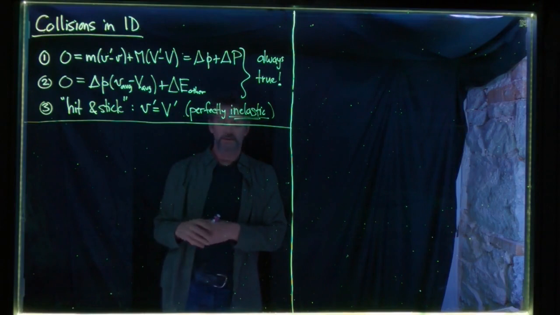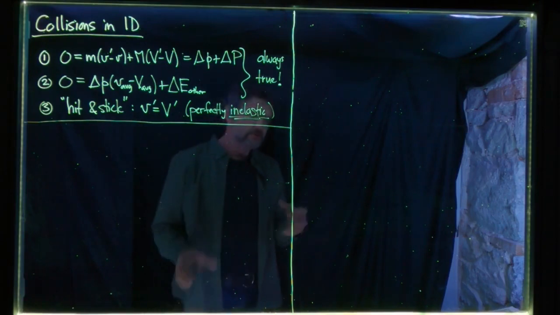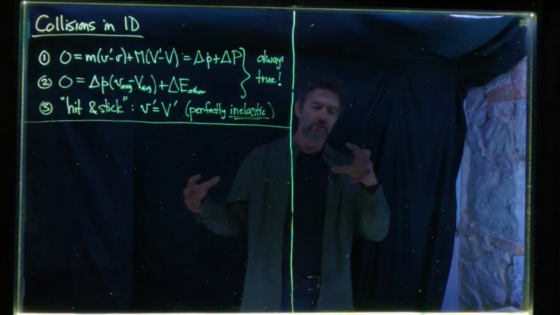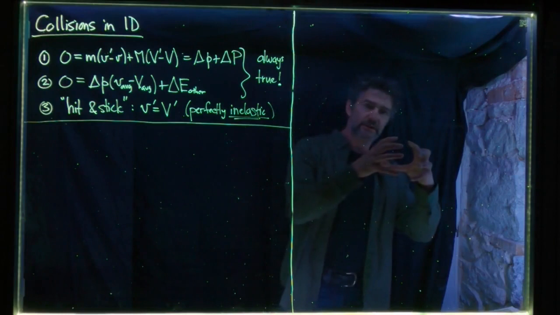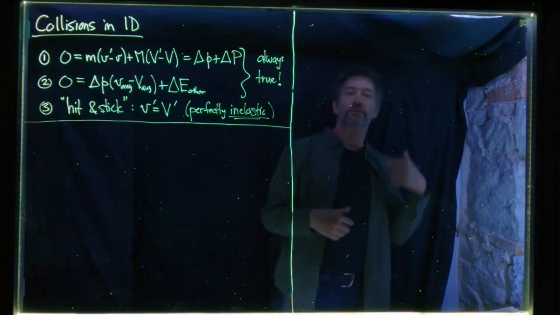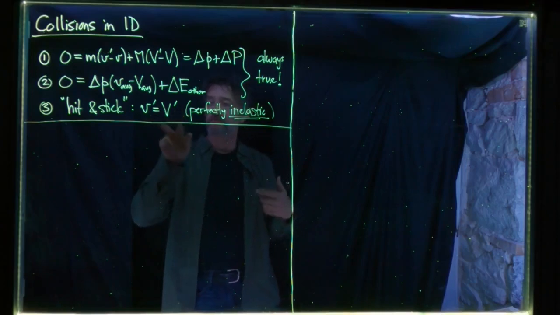And so in this case, the idea is this is a hit and stick kind of collision. Okay, so we've got one object moving slowly to the right, one moving fast to the right. They come together like this. They hit and they stick. And together they move off with the same final velocity. So little v and big V prime are equal to each other.